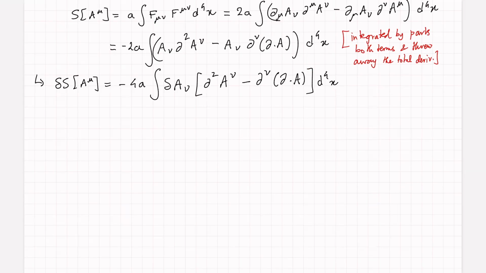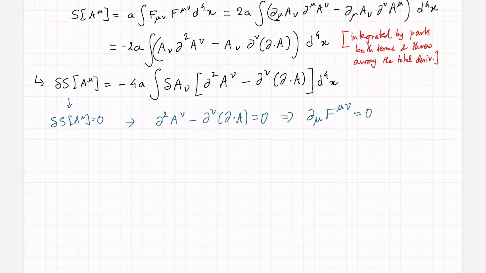And now what does my Euler-Lagrange equation tell me? Euler-Lagrange equation tells me that this delta S by delta A_mu has to be 0. And the only way this will be 0 is if the thing inside the square bracket is equal to 0. So that's how I get the equations of motion. This means that del squared A_nu minus del_nu del dot A is equal to 0. And if you re-express this in terms of the field strength, you can show that this is precisely del_mu F^{mu nu} equals 0, which is the Maxwell's equation that we were after.